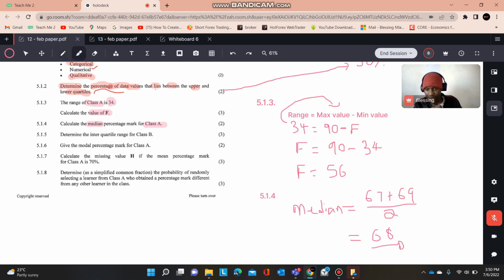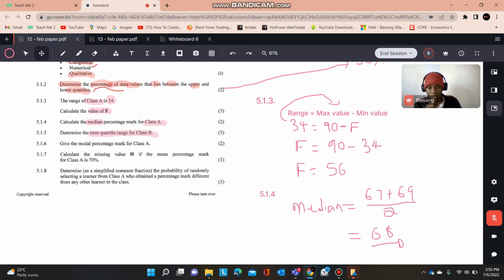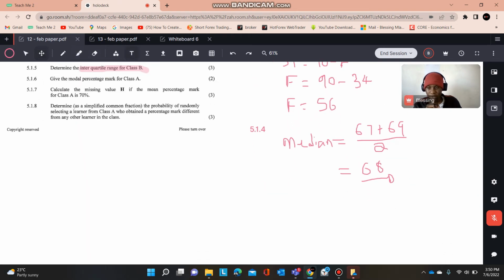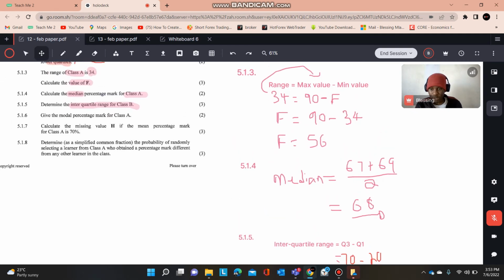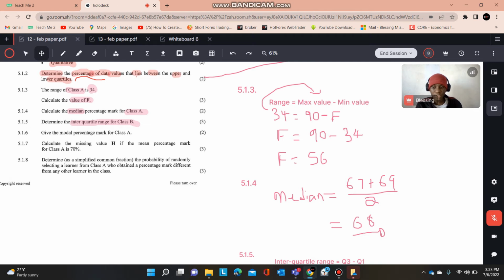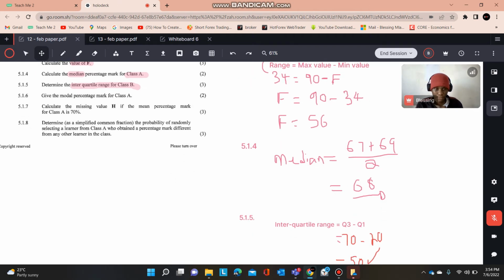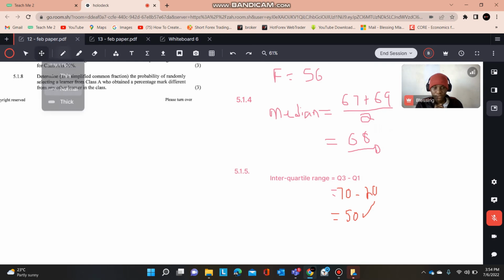And then let's talk about 5.1.5. They say determine the interquartile range of class B. What is interquartile range? So this is 5.1.5. My recording stopped over there, sorry about that. We're busy with 5.1.5, which says determine the interquartile range for class B, right? Interquartile range, I've already done it over here. Your interquartile range is Q3 minus Q1.